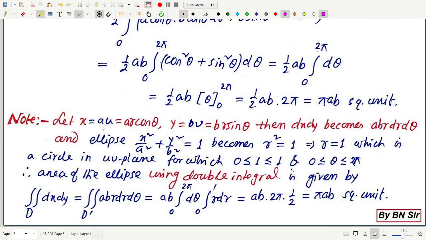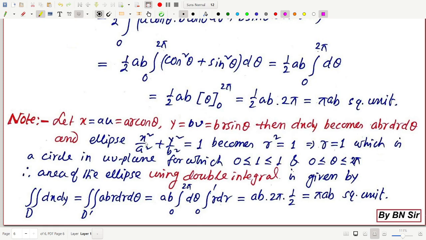One note: if we take x equal to au, where u is r cos theta, and y equal to bv, where v is r sin theta, then dx dy becomes abr dr d theta. The Jacobian will be abr under this transformation.